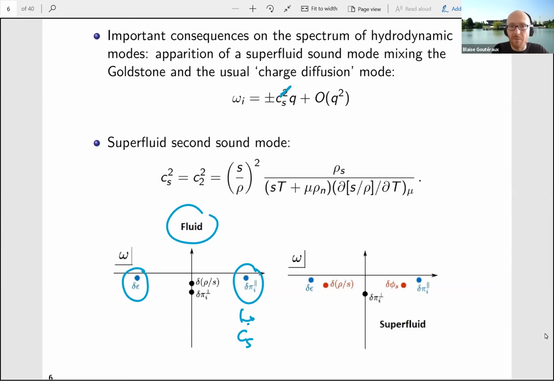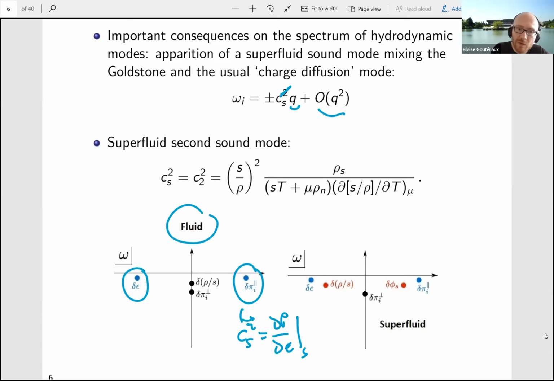A sound mode is a mode which is linearly dispersing. So its dispersion relation omega in terms of the wave vector q is linear. The first term is linear, and then there may be higher order corrections. And for this ordinary sound mode, the sound velocity squared would just be dp over dE at constant entropy. So these are the modes for an ordinary fluid.